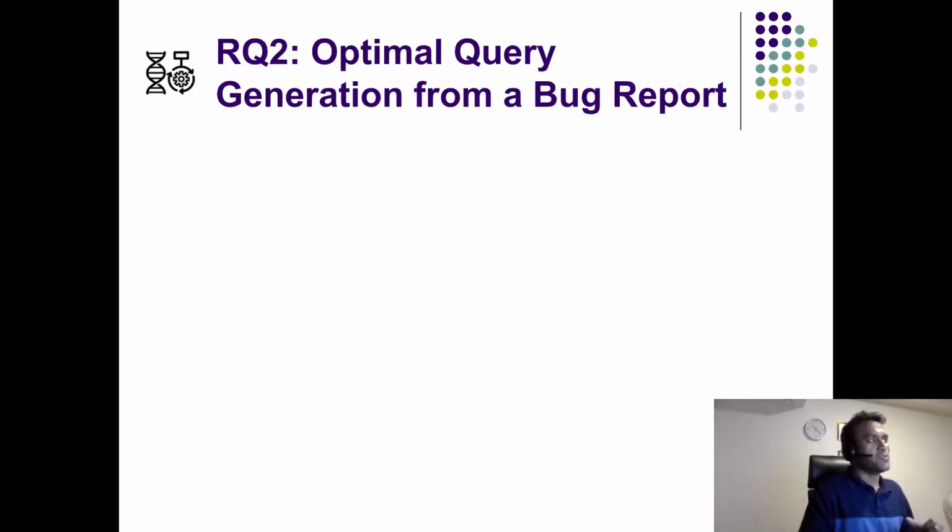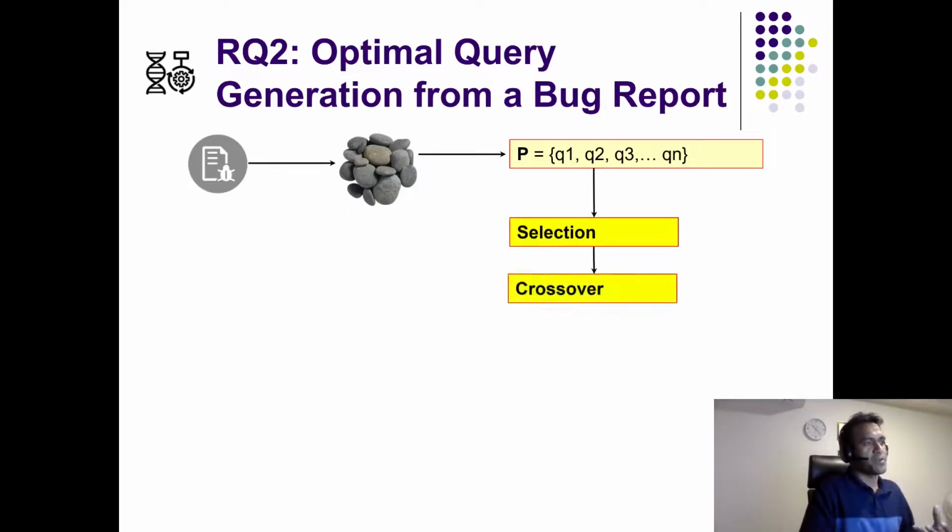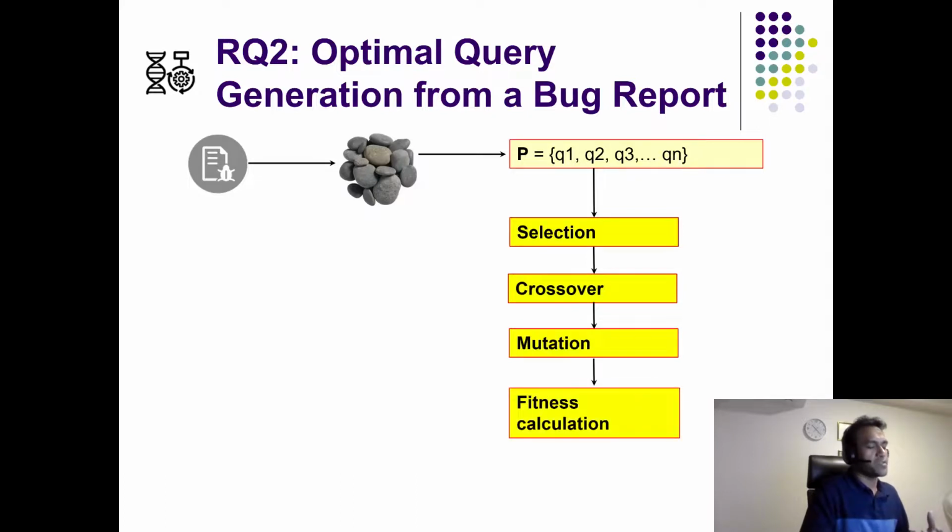And for that, we used a genetic algorithm. And this is how we use genetic algorithms. First we take a bug report, and then we extract all the individual keywords from that bug report. And then we randomly select certain keywords from that keyword collection to generate our population. Now, if you are familiar with genetic algorithms, you will know that this population will go through different kinds of genetic operations like selection, then crossover, then mutation, and then we also calculate the fitness of each individual in the population.